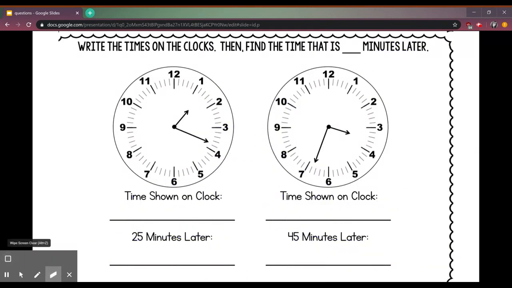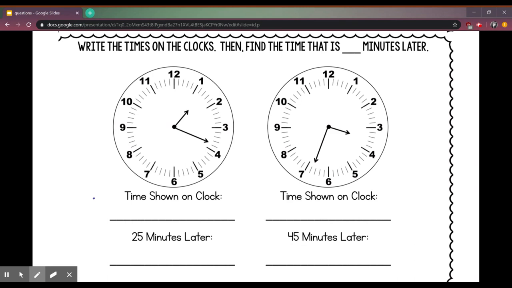Now we're going to do this example, and I'm just going to do one of these. I'll do the one on the left. The directions say to write the time on the clocks, then find the time that is blank minutes later, and it tells you a specific amount of minutes they want you to figure out. So our first step right here is to figure out the time shown on the clock.